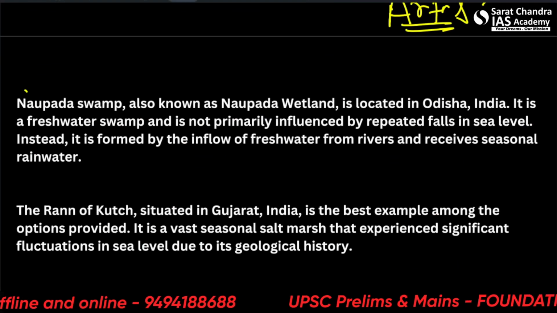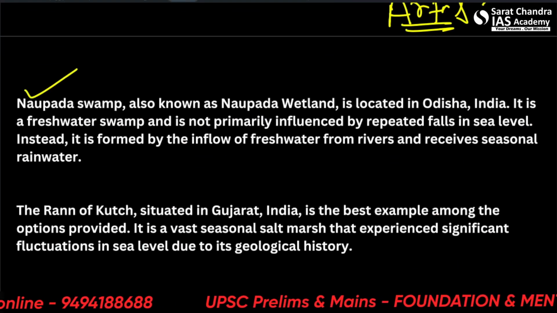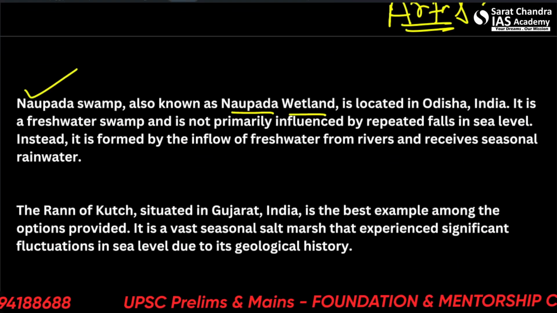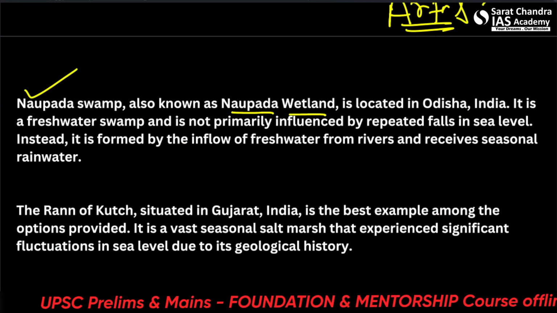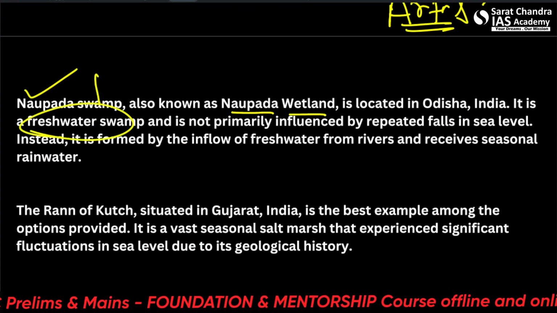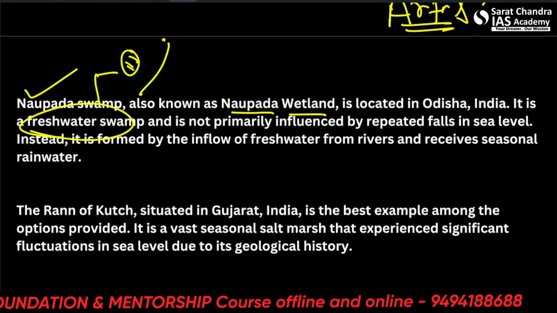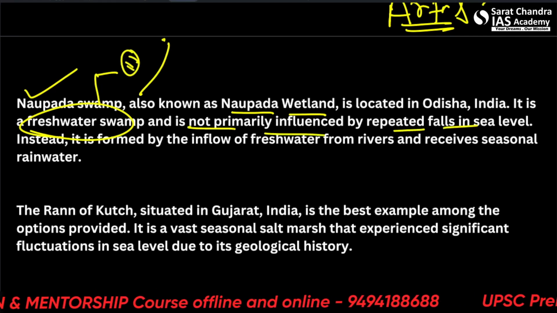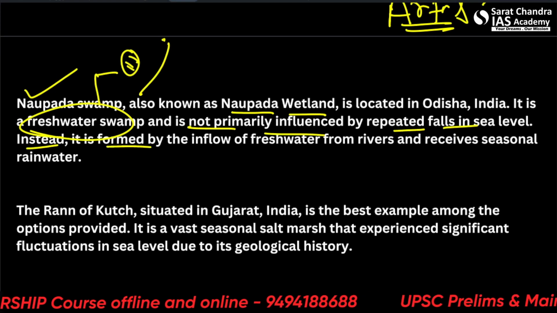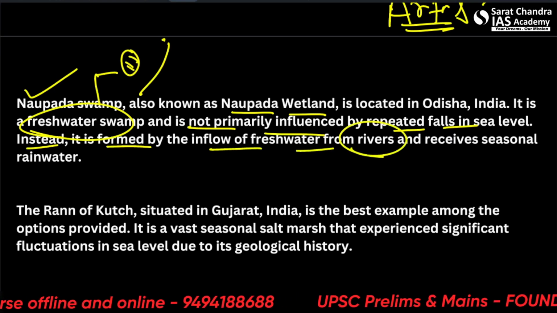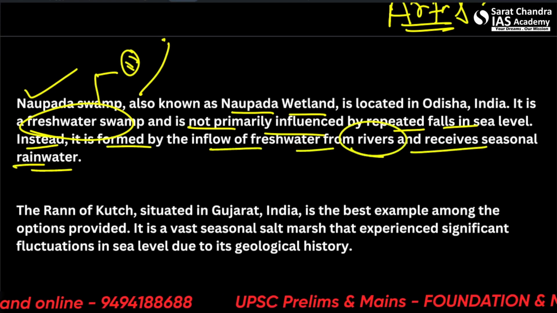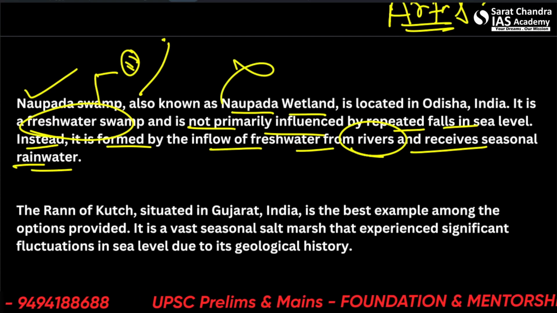On the other hand, Naupada swamp, which is also known as Naupada wetland, is located in Odisha in India. It is a freshwater swamp. As I told you, it is not connected to a coastal body. It is rather inside the coastline. It is not primarily influenced by repeated falls in sea level. Instead, it is formed by the inflow of fresh water from rivers and receives seasonal rainwater. So it is not connected to our question in any sense.